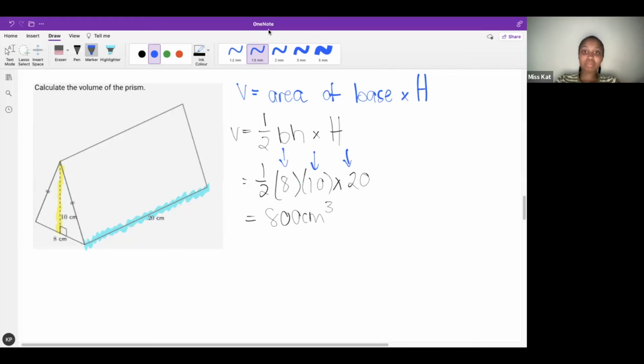Are we good? I think volume is much quicker than surface area. Thumbs up, thumbs down. That went very quickly with you guys. Yeah, it's going to be less marks. It's definitely much faster than surface area.